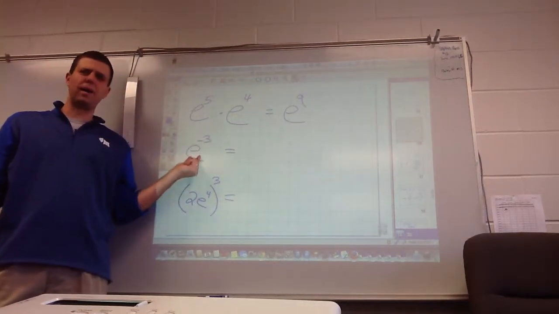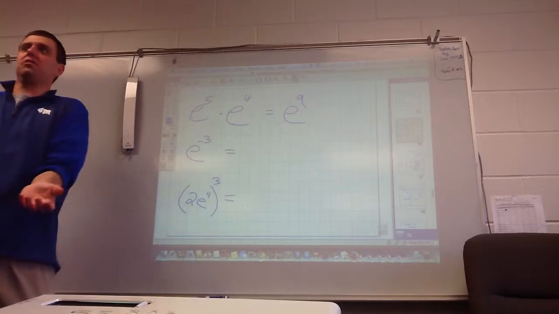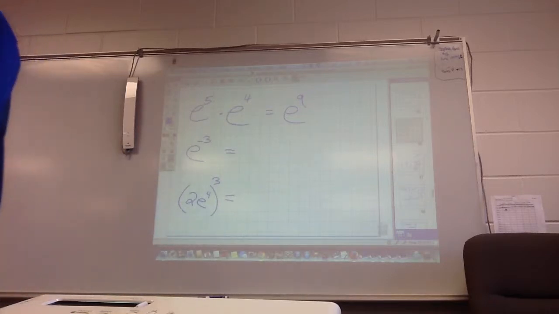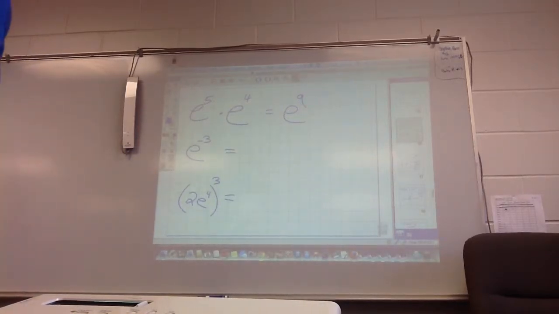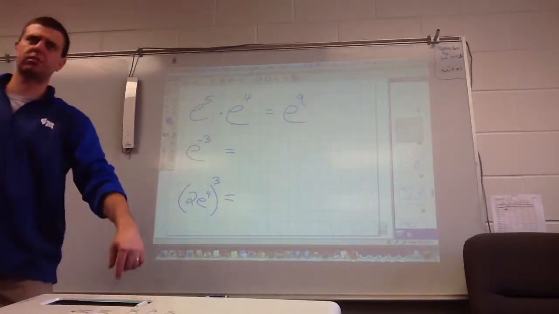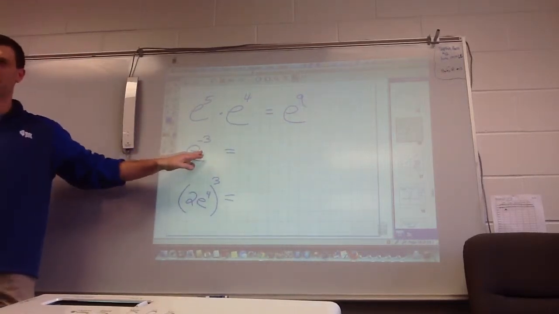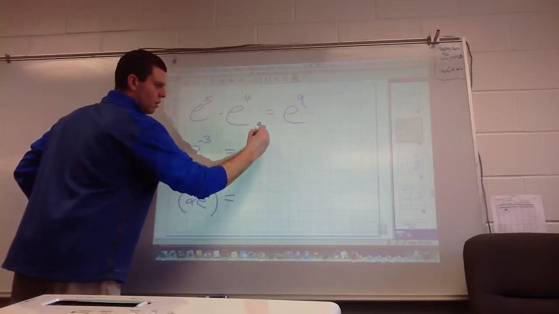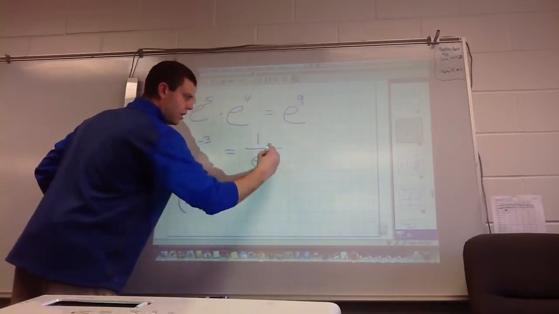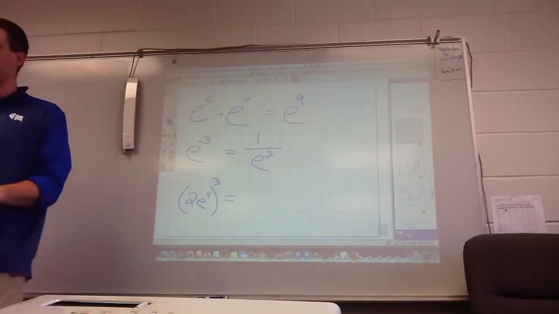E to the negative 3 power works like anything else. You can't leave negative exponents. So what do you do when you have negative exponents? Make it a fraction. Move it downstairs. E to the negative 3 would be 1 over e to the 3rd. That's it. Good enough.